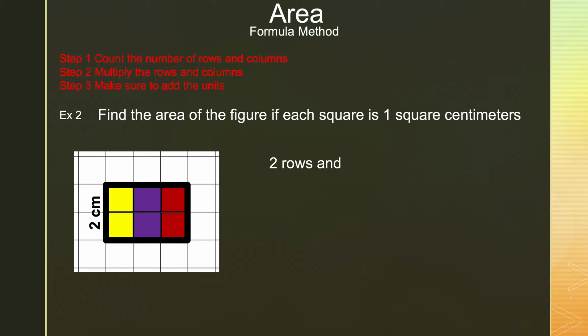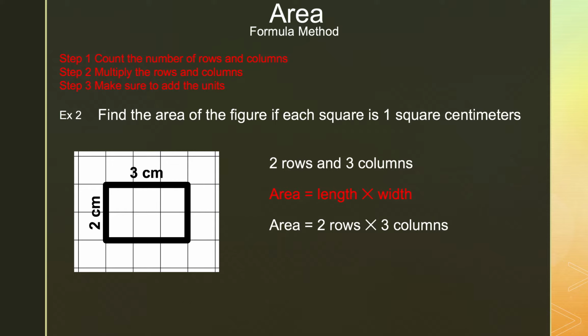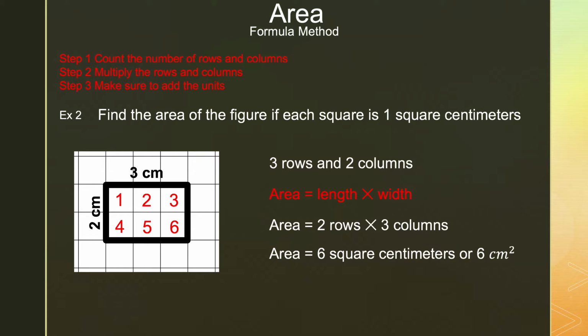So now we have 3 columns because there are 3 colors, which means the width is going to be 3 centimeters. So now we're going to use the area formula, which is area is equal to length times width. So in this particular case, we have 2 rows times 3 columns, which is going to give me 6 square centimeters or 6 centimeters squared. And if you count the number of squares inside the rectangle, we have 6. So that means we did it correctly.